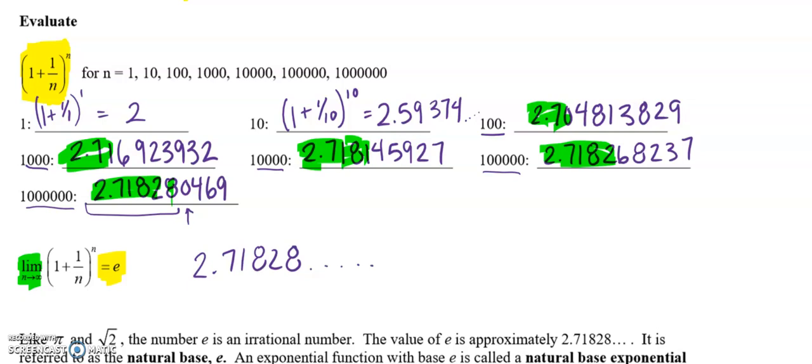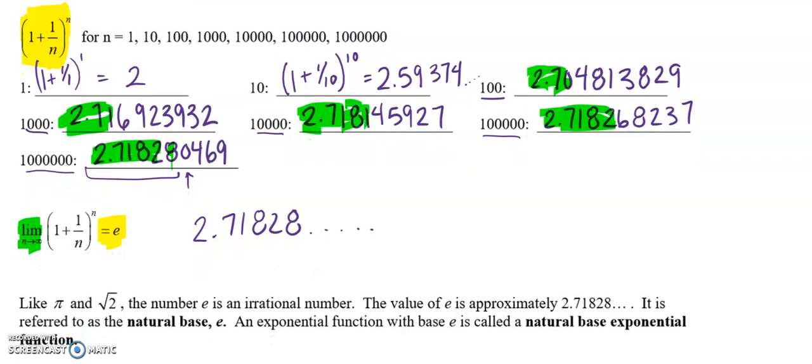E is the natural base. So it will act like a regular base, like a 2 to the x. We can now have an e to the x. And it can act as a base in a log instead of a log base 2. We can have a log base e.